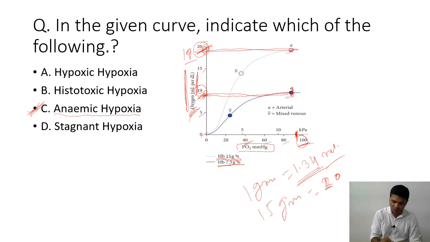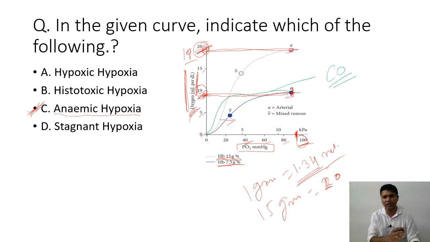And one more thing, you can see here this graph is shifted towards the right, this is not left. If the graph is shifted towards the left, suppose the graph goes like this, in that case you can say this is carbon monoxide poisoning. In that condition the graph will shift left.